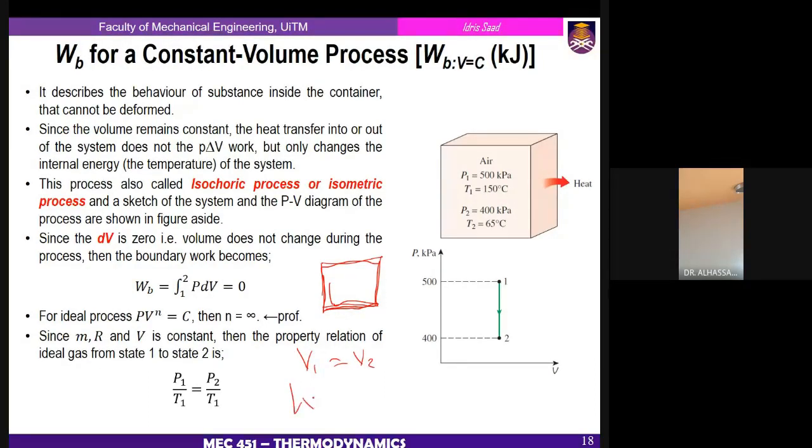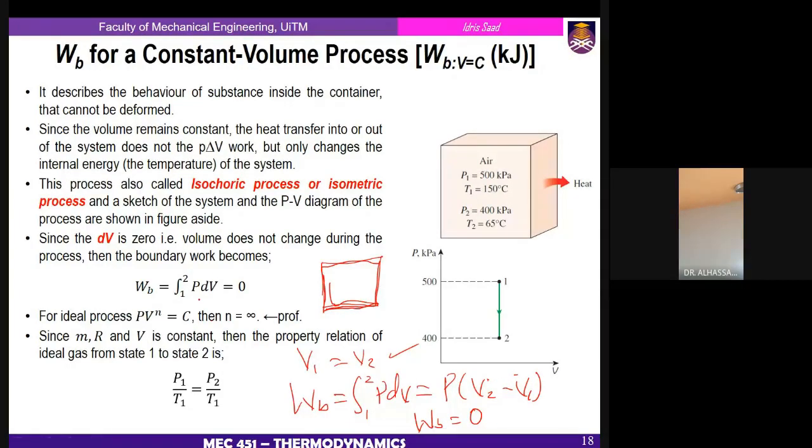By definition, the fundamental equation for the boundary work is the integral from 1 to 2 of P dV. We can express this as P times (V2 minus V1). In this situation, if V1 equals V2, it implies that the boundary work for a constant volume process equals 0. You understand? So WB will consequently equal 0 because the volumes V1 and V2 are the same. So that is it for boundary work.